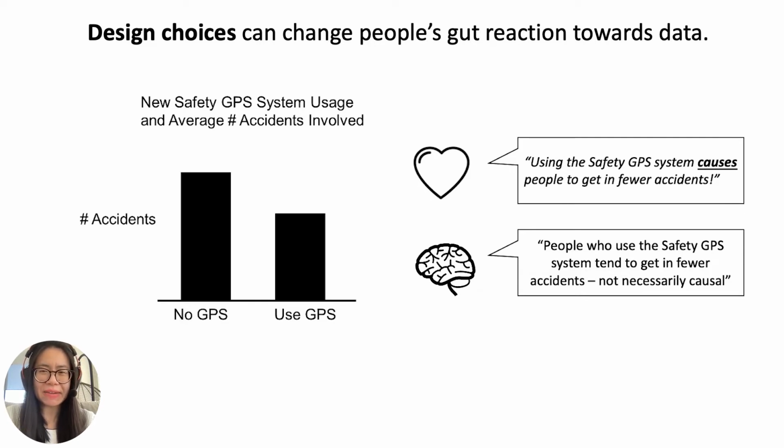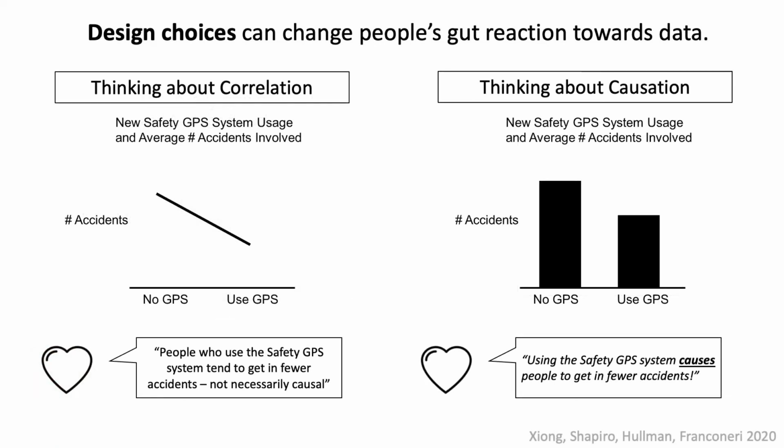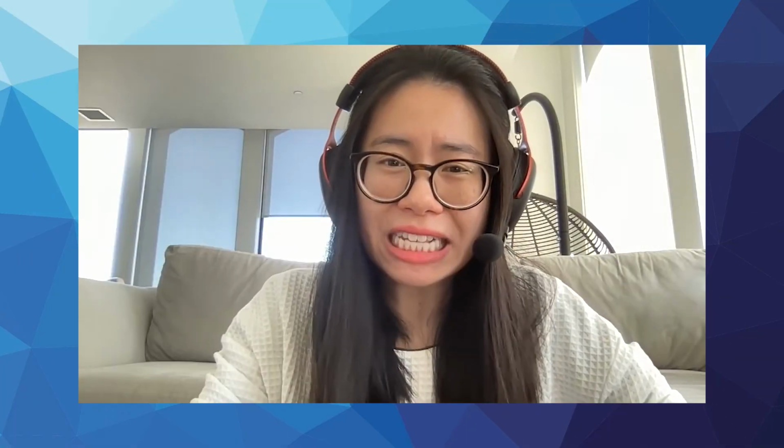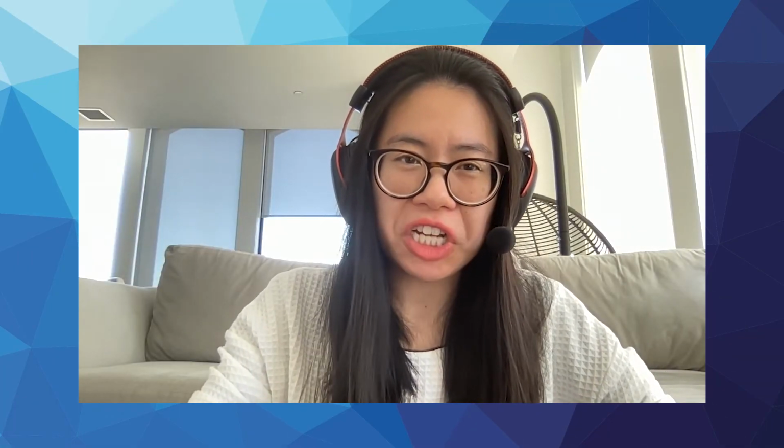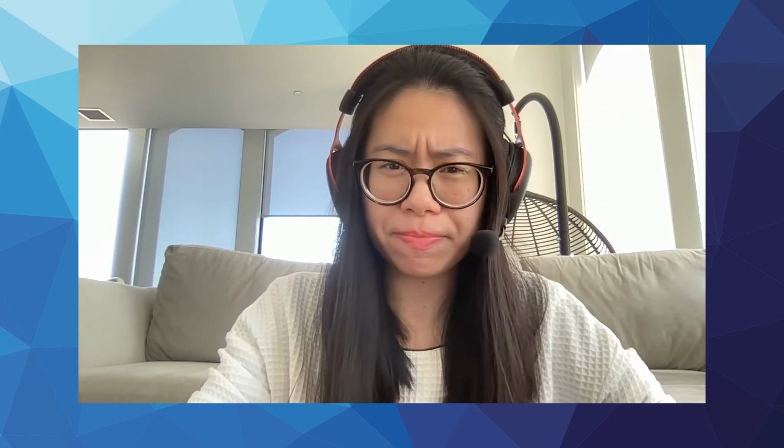So what if we take the same data and visualize it using a line chart? Looking at this, your knee-jerk reaction likely is people who use the safety system tend to get in fewer accidents. With this line chart visualization design, the gut reaction triggered is not a misguided causal conclusion, but a correlational one. We can compare it to the bar graph and see that visualization design can trigger different reactions when we reason with data.